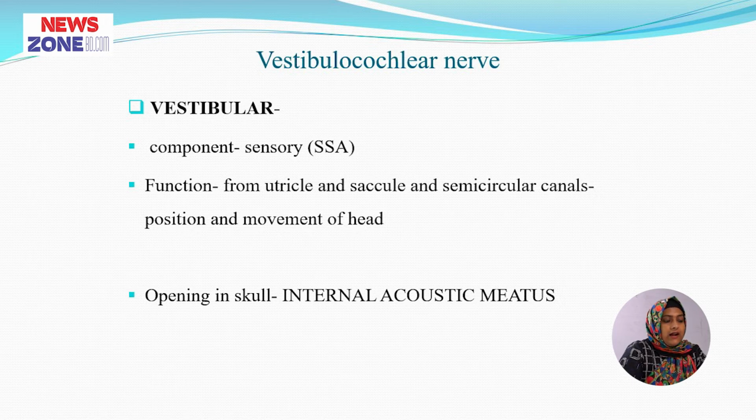Then the 8th cranial nerve is the vestibulocochlear nerve. This nerve has two components, the vestibular part and the cochlear part. The vestibular part is the special sensory afferent, this is a sensory nerve. It carries sensation from the utricle, saccule and the semicircular canals. It maintains the position and movement of the head and it passes through the internal acoustic meatus.